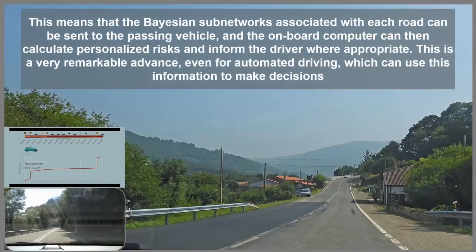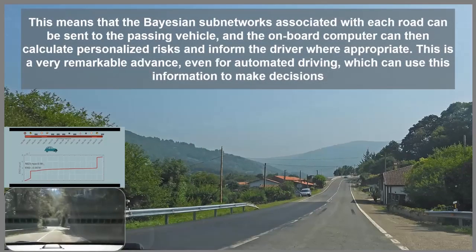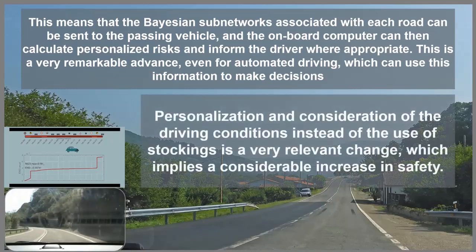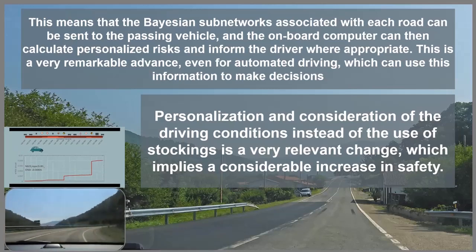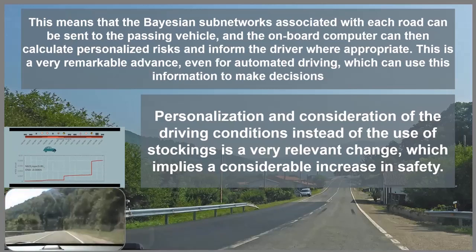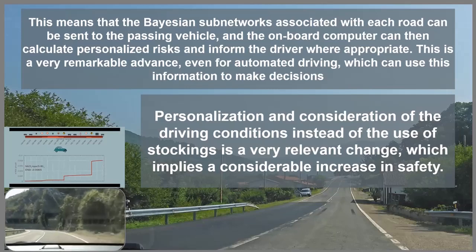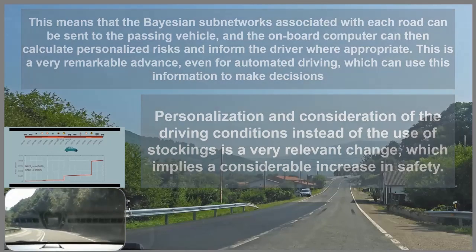This means that the Bayesian subnetworks associated with each road can be sent to the passing vehicle, and the onboard computer can then calculate personalized risks and inform the driver where appropriate. This is a very remarkable advance, even for automated driving, which can use this information to make decisions.